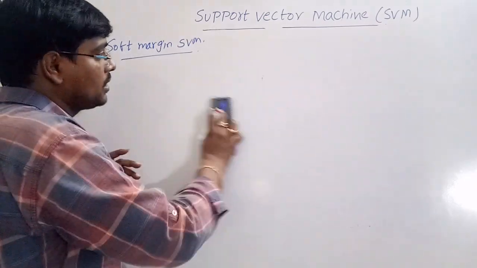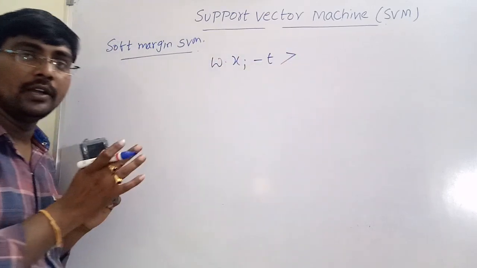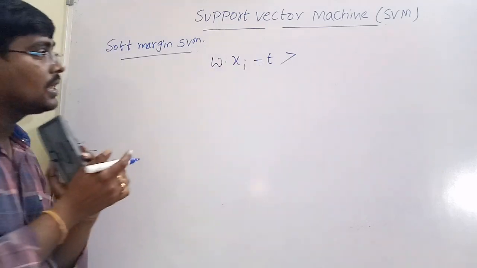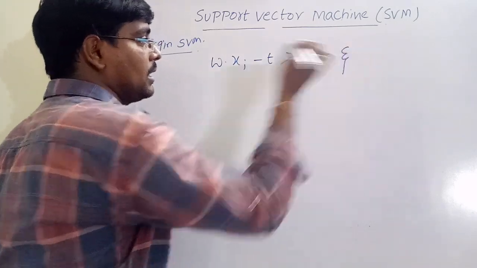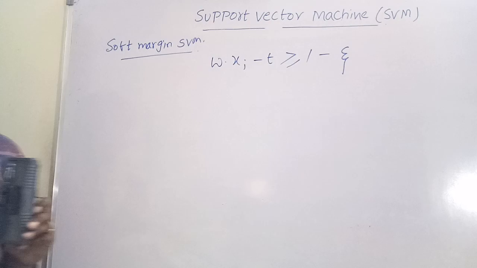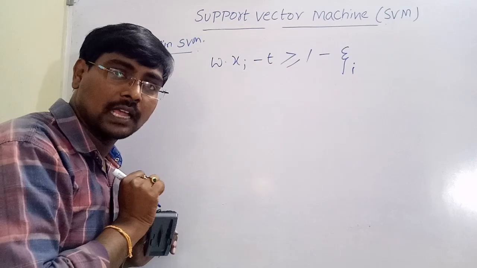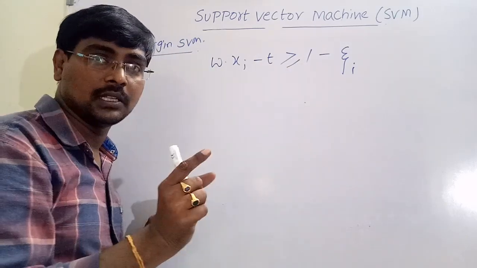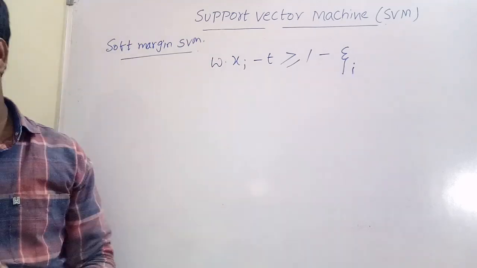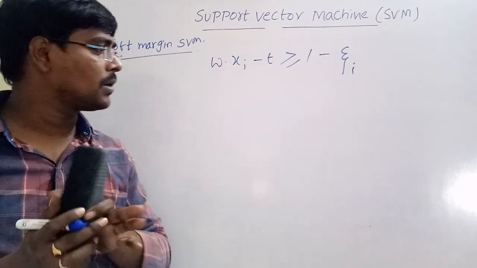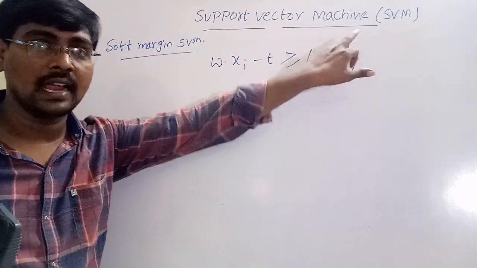So what is our constraint? W into xi minus t is greater than or equal to 1. It is changed with a slack variable for instance i. And the sum of all slack variables is added to the objective function, which is to be minimized. Similar to the optimization problem, the entire concept is the same; in addition we are adding this slack variable.